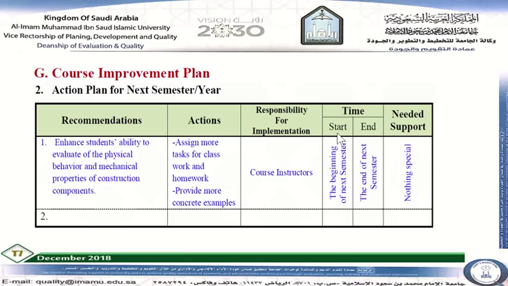And also here write the start date, which is the beginning of the next semester, and also the end date, which is the end of the semester. They need support, nothing special, so all they need is to assign more tasks and also to provide more examples, as suggested by the course report writer.